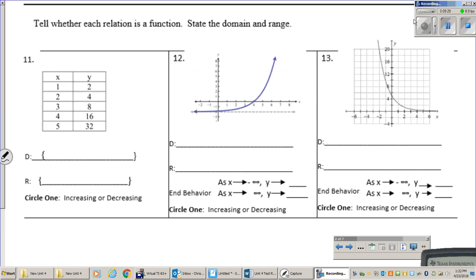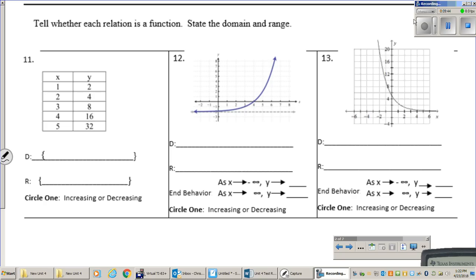Okay, in questions 11, 12, and 13, we are asked to tell whether each relation is a function. We're going to state the domain and range. We're also going to identify the end behavior and determine if the function is increasing or decreasing.